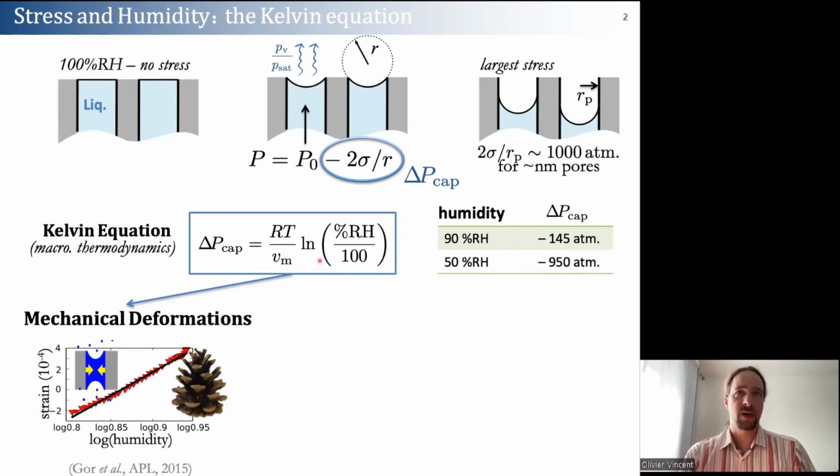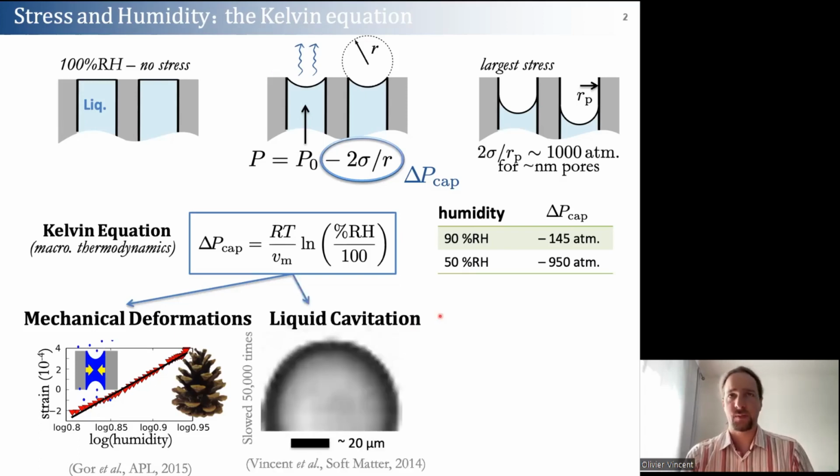As I said before, these stresses are important, and they can generate mechanical deformations, either in pine cones, but also in solid porous structures like porous silicon here. And you can generate these reversible deformations of the medium just by changing the humidity. And so the humidity is kind of a dial of the stress and strain in this medium.